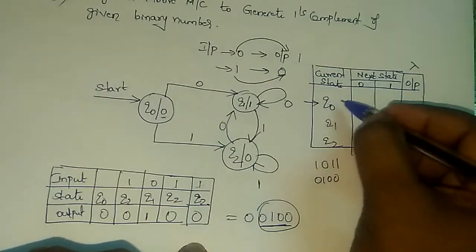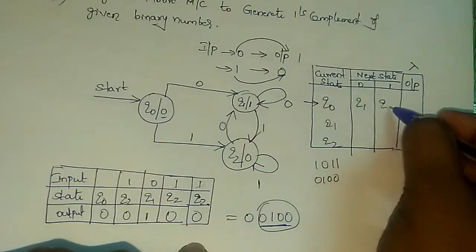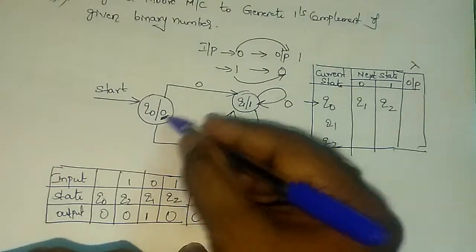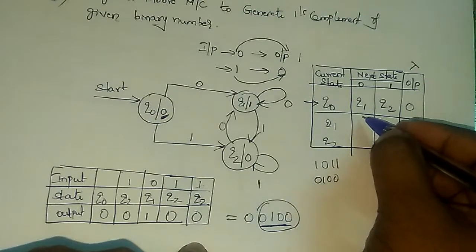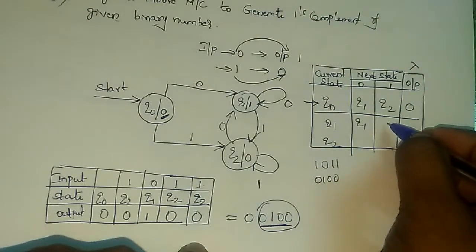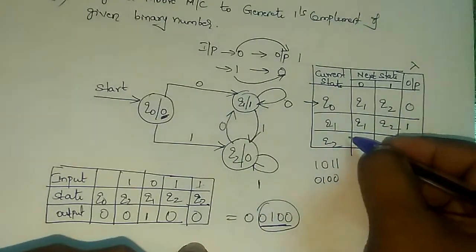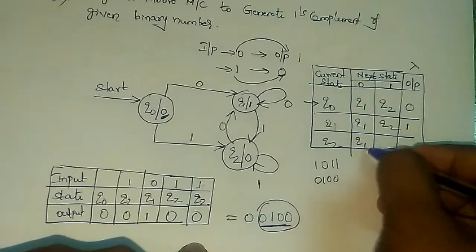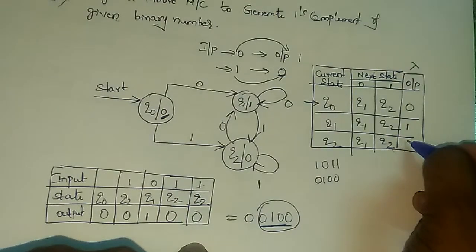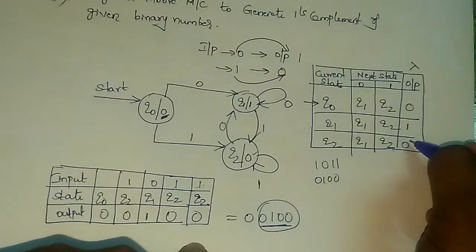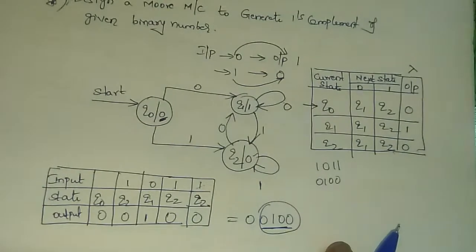So this is 0, 1. Q0 on 0, I am going to Q1. Q0 on 1, I am going to Q2. The output associated with Q0 is 0. Next, Q1 on 0, I am going to Q1. Q1 on 1, I am going to Q2. The output associated with Q1 is 1. Next, Q2 on 0, I am going to Q1. Q2 on 1, I am going to Q2. The output associated with Q2 is 0. In this way, I generated my transition table for the given Mealy machine.